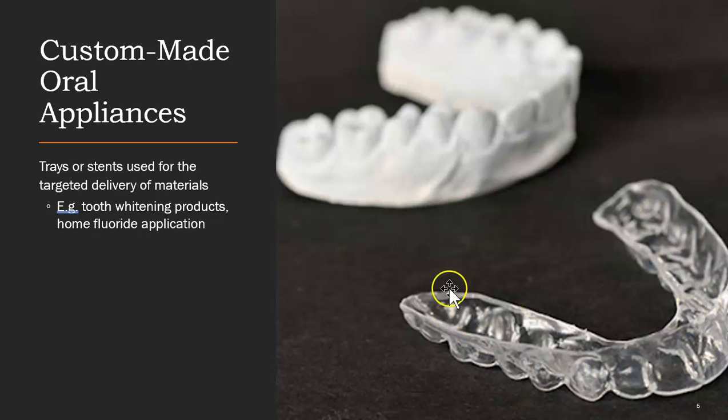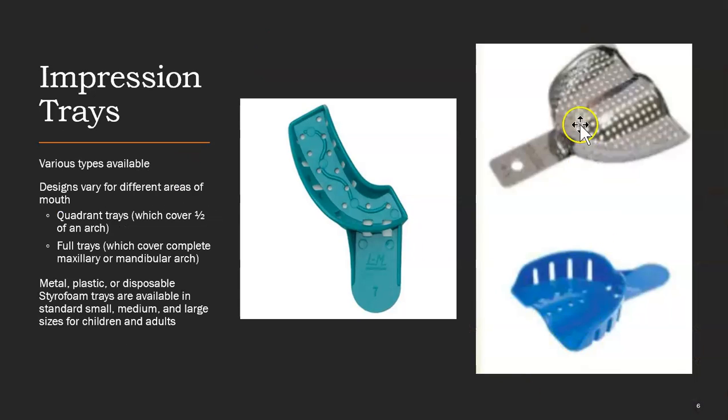Here we see whitening trays, so these are things that can be made. This is a good example of a custom-made oral appliance because this is custom fit to the client's mouth. Now when we're looking at impression trays, there's so many different types. There's metal, there's perforated, which means they have holes, there's plastic, there's even quadrant trays, which only cover half an arc. So there's even disposable ones as well. Disposable styrofoam ones. So lots of different types of impression trays that come in different sizes, small, medium, and large, for children and for adults.